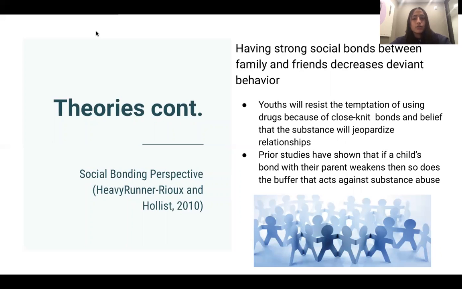Youth will resist the temptation of using drugs because of these close-knit bonds and the belief that marijuana will jeopardize their relationships. And prior studies have also shown that if a child's bond with a parent weakens, then so does the buffer that acts against the temptation of smoking marijuana.